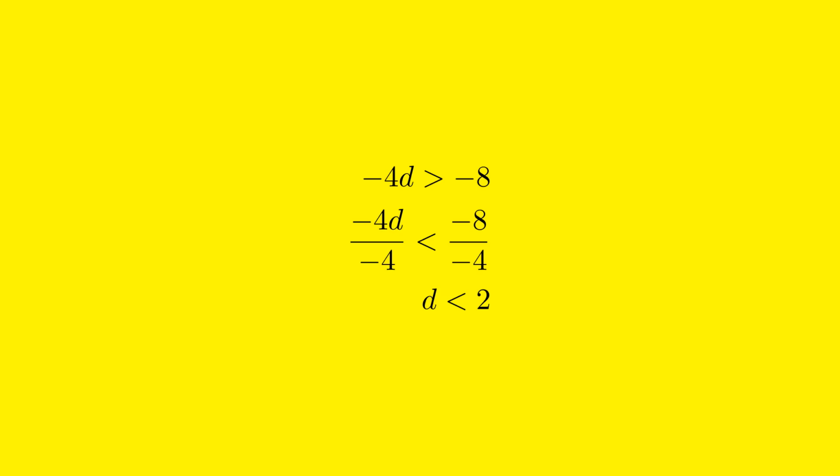In summary, after dividing both sides of the inequality by -4 and reversing the inequality sign, we found that d is less than 2. This concludes the steps needed to solve this inequality. So, the inequality notation solution is d is less than 2, and the interval notation solution is -infinity to 2.